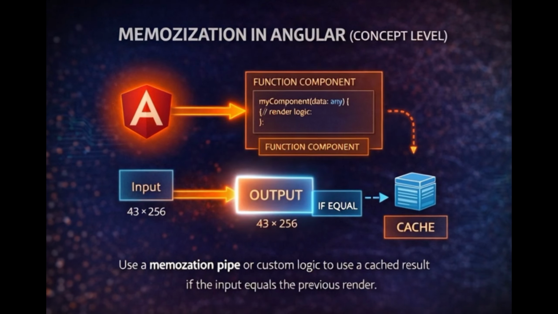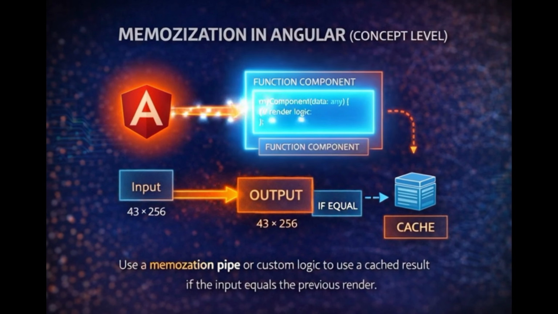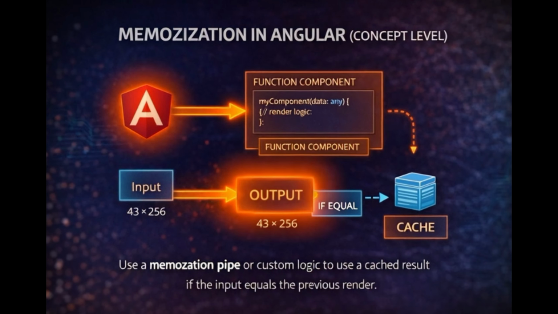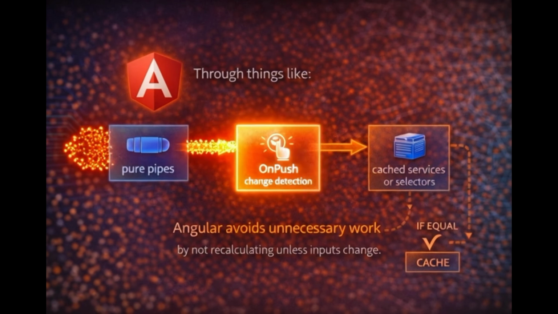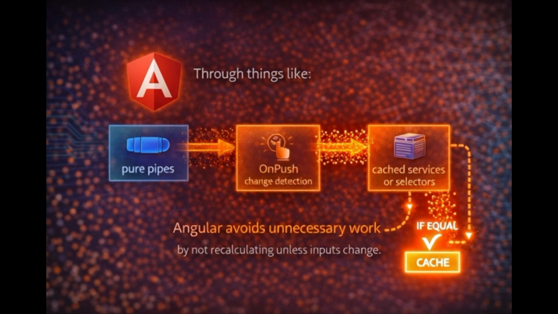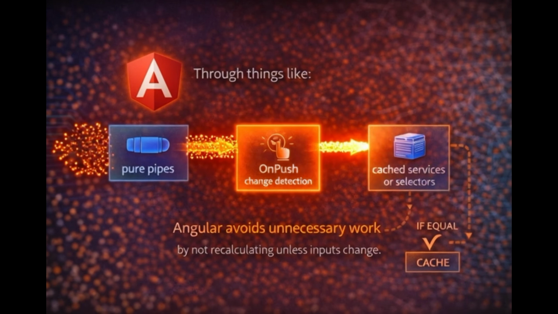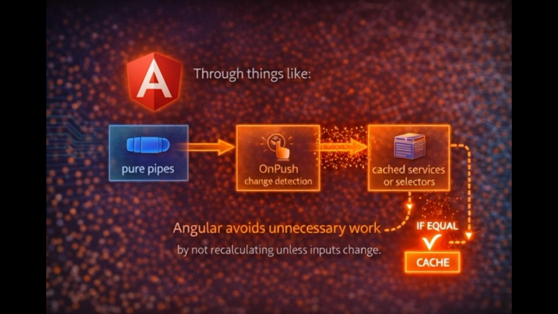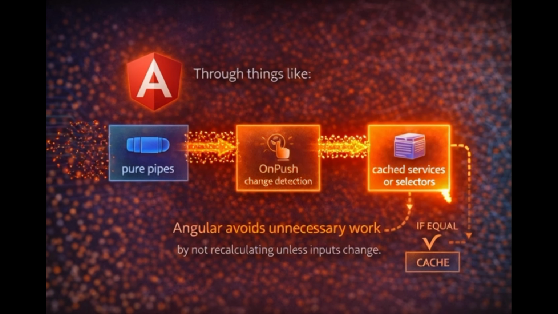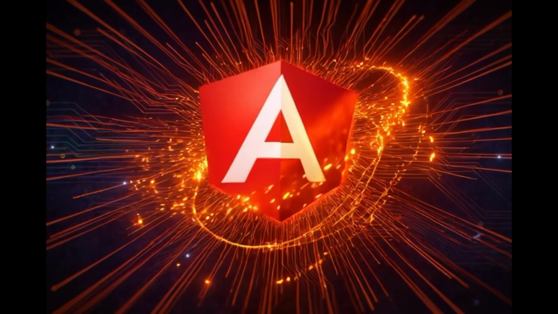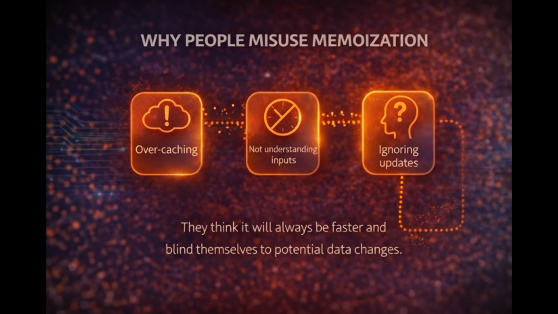Memoization in Angular, concept level. Angular approaches memoization differently. It's tied closely to change detection. Through things like pure pipes, on-push change detection, cached services or selectors, Angular avoids unnecessary work by not recalculating unless inputs change. It's less visible than React, but it's still memoization, just applied at a different layer.